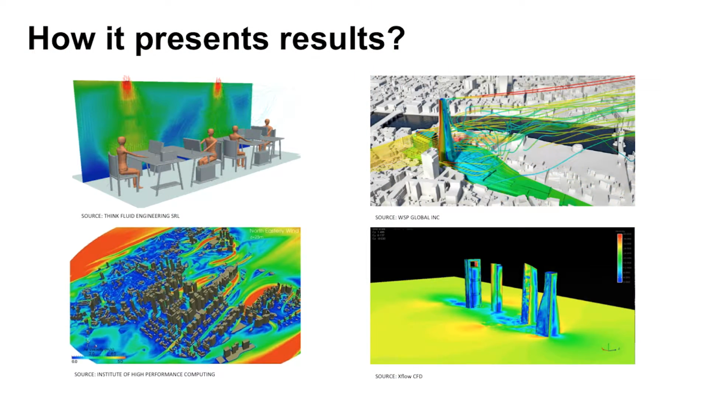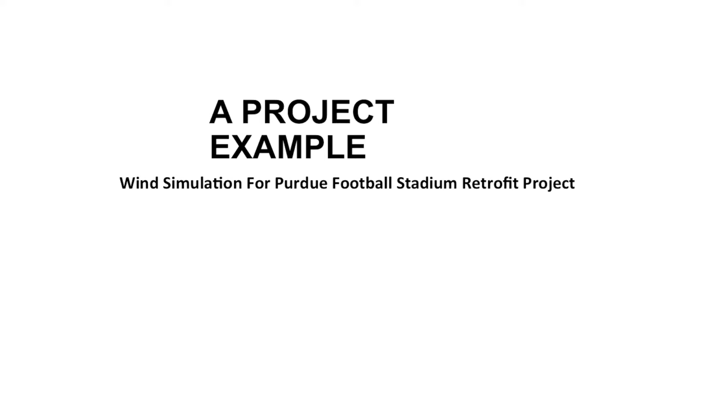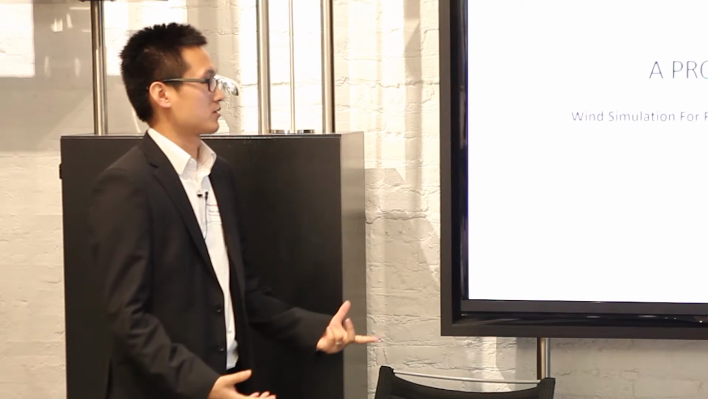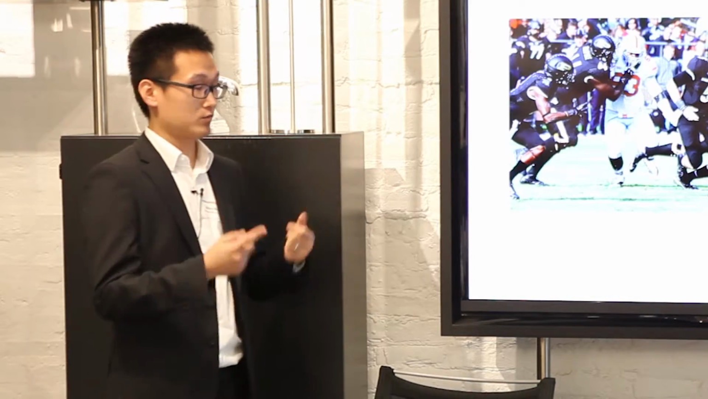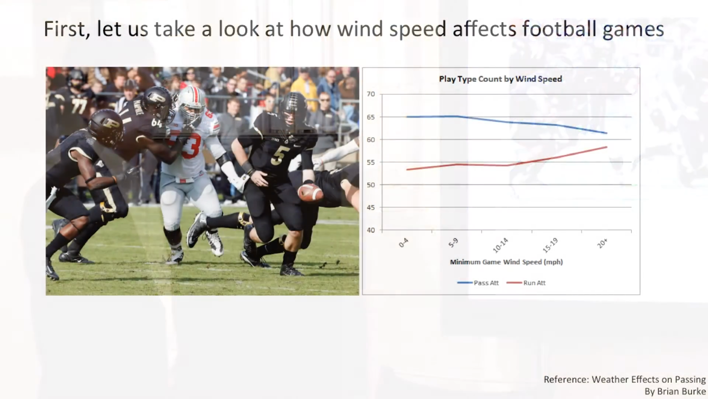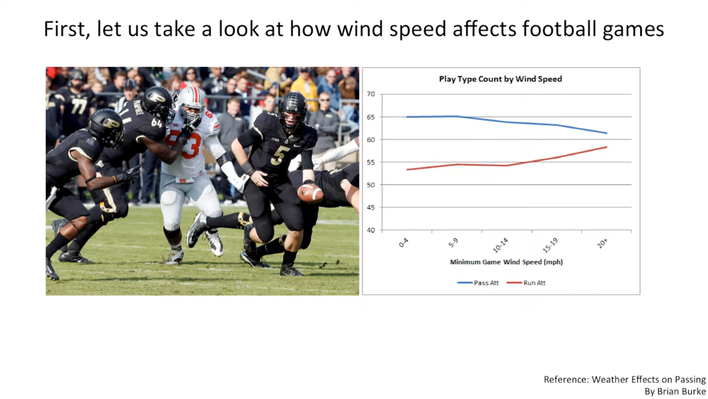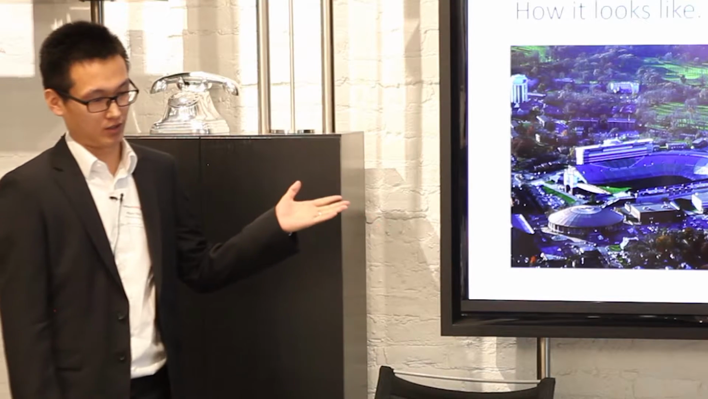And I want to walk you through a project I did in the past. It's a wind simulation project for the Purdue football stadium. Purdue spent some money on this. They did the renovation for the stadium, and we worked with them to help solve the problem. First, let's take a look at how wind speed affects football games. Generally, according to a study that was conducted, when the wind speed goes up, you have to run more, but you pass less. That's how it affects the game.